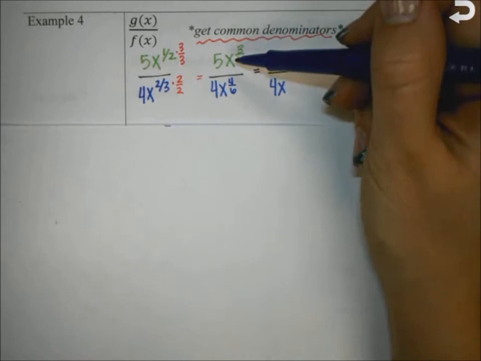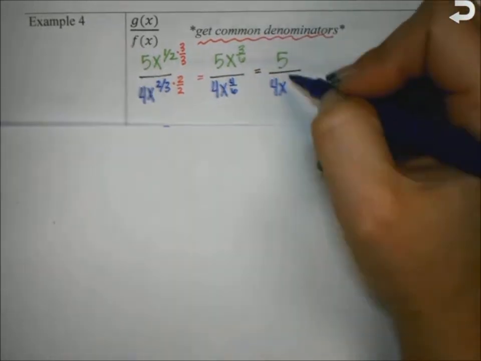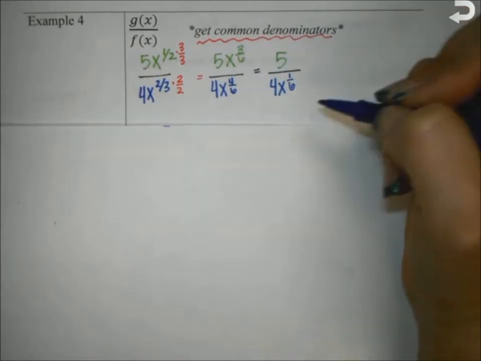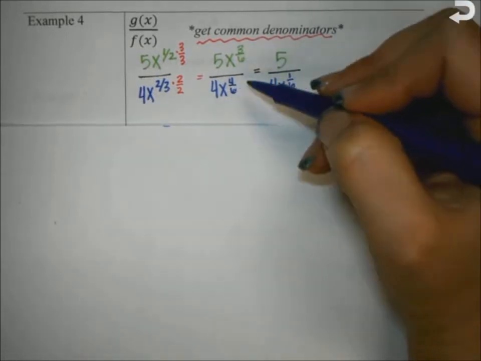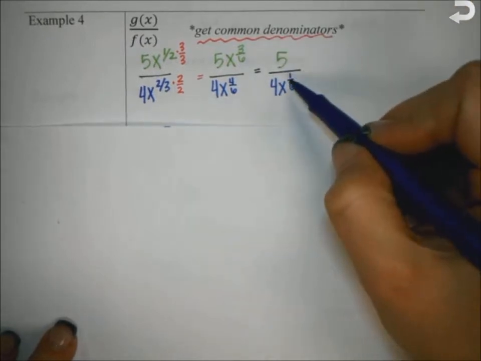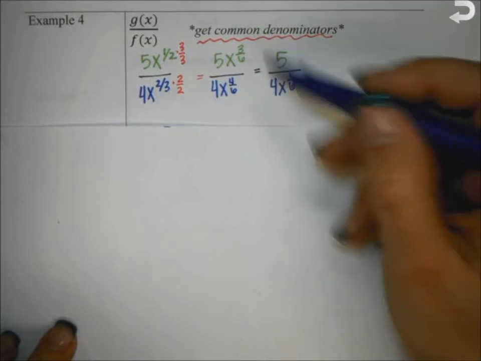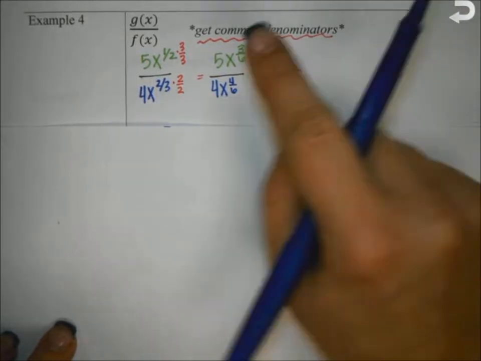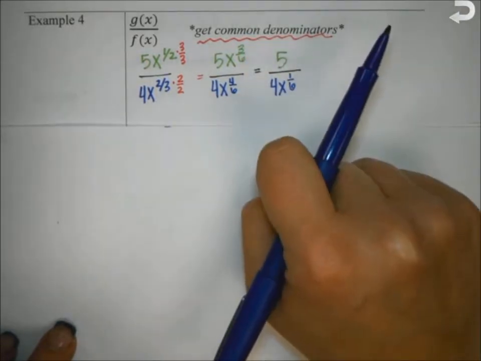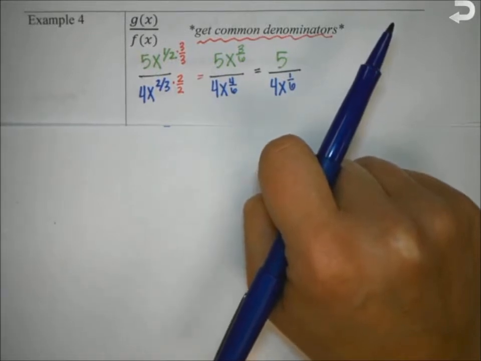Why are my x's on the bottom and not on the top? Do I have more x's on the bottom or on the top? This is x to the 4/6, and this one is x to the 3/6. Which one is there more of? The 4/6. So that's why we move them to the bottom.